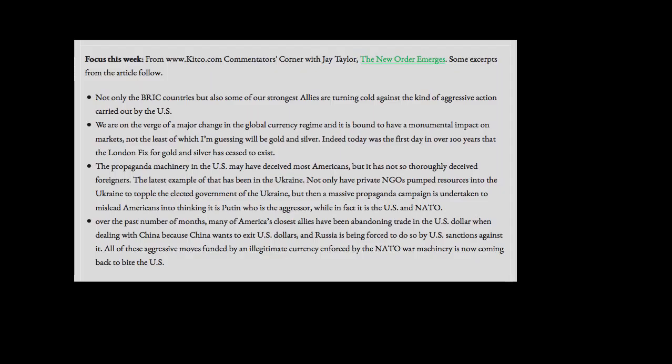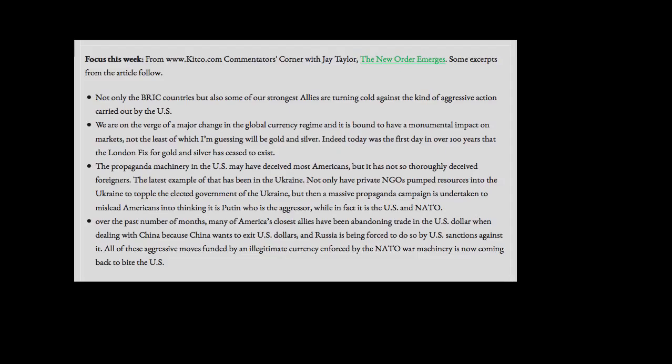Indeed, today was the first day in over 100 years that the London fix for gold and silver has ceased to exist. The propaganda machinery in the U.S. may have deceived most Americans, but it has not so thoroughly deceived foreigners. The latest example of that has been in the Ukraine. Not only have private NGOs pumped resources into the Ukraine to topple the elected government of the Ukraine, but then a massive propaganda campaign is undertaken to mislead Americans into thinking it is Putin who is the aggressor, while in fact the aggressor is the U.S. and NATO.